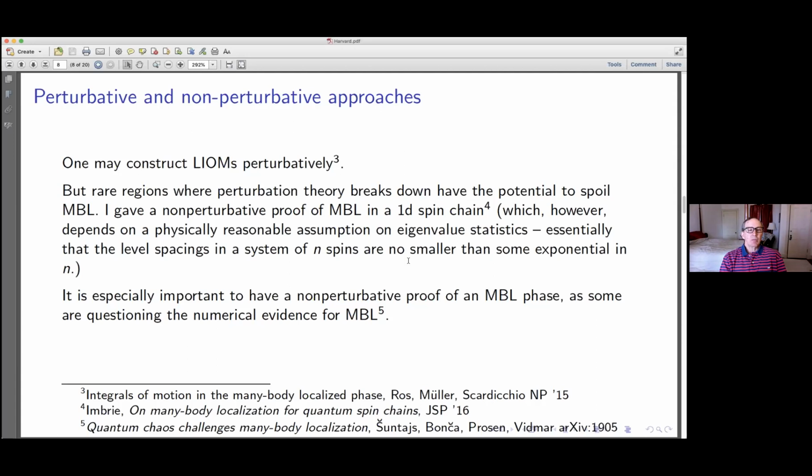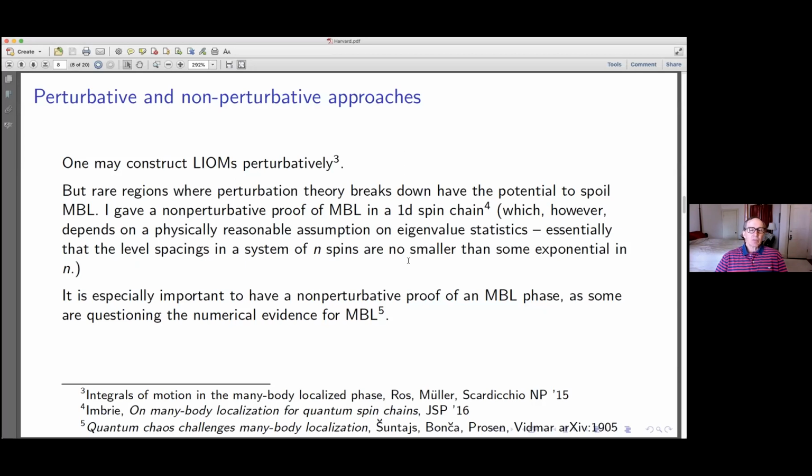So anyway, it's important to consider the effect of non-perturbative effects. I gave a non-perturbative proof of MBL in 2016 for a one-dimensional spin chain. Although this proof depends on a physically reasonable assumption on eigenvalue statistics, essentially that the level spacings in a system of n spins are no smaller than some exponential in n.